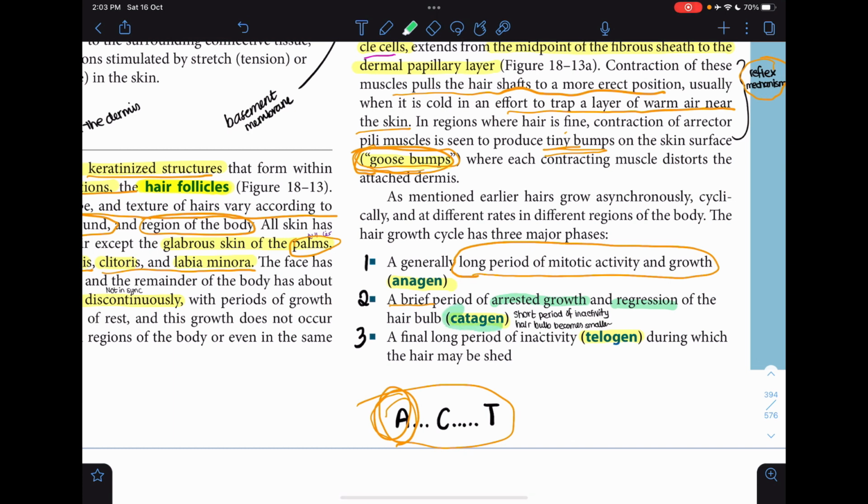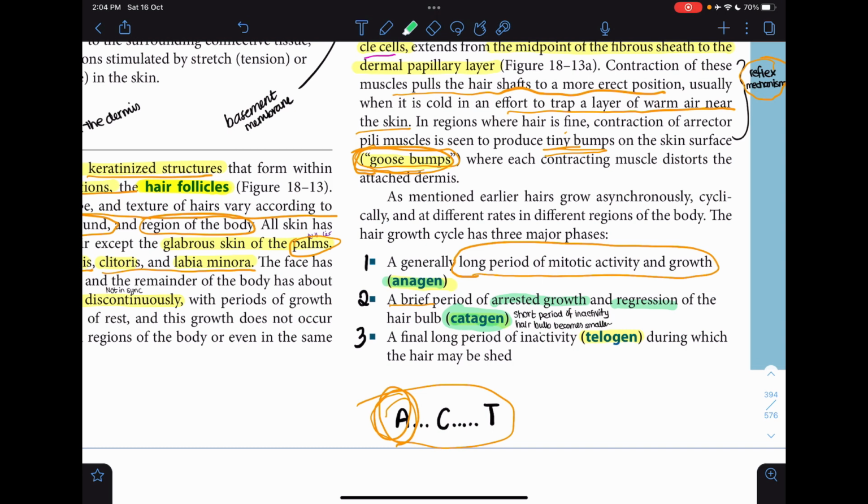This is the catagen phase. So now we have the anagen phase, which is a long period of mitotic activity and growth. This is where the hair grows. Then we have the catagen phase. This phase is a small period of time, and in this period of time we have arrested growth, inactivity and regression of the hair bulb, meaning the hair bulb becomes smaller.